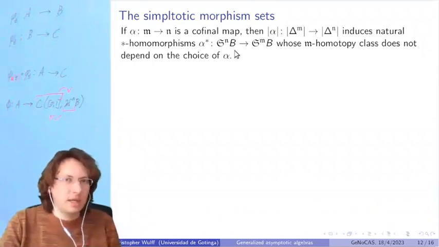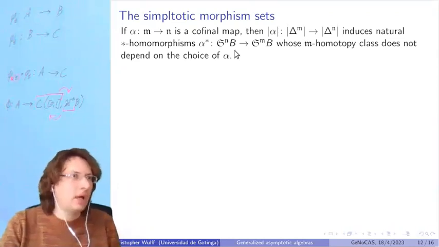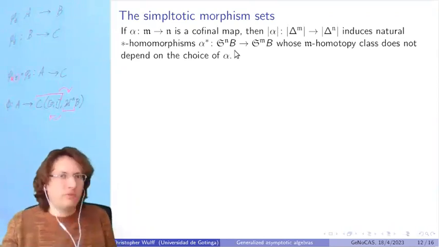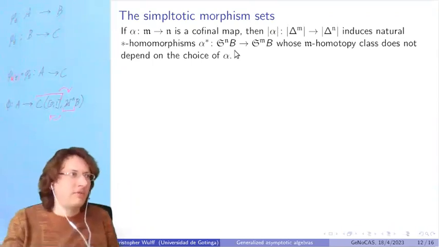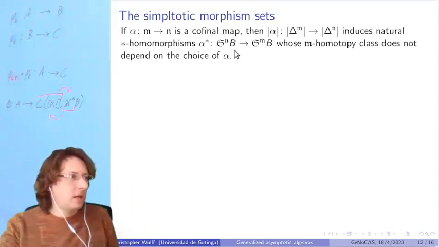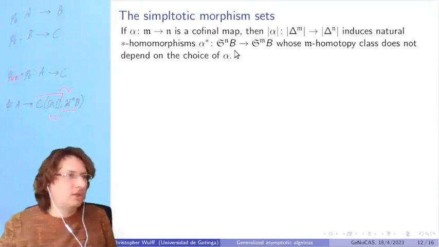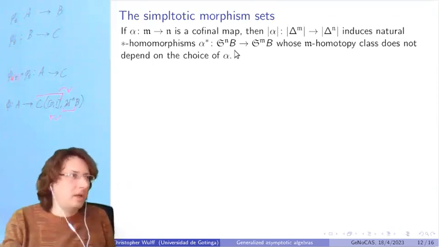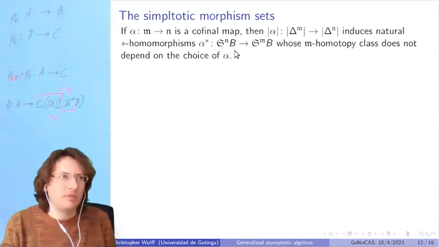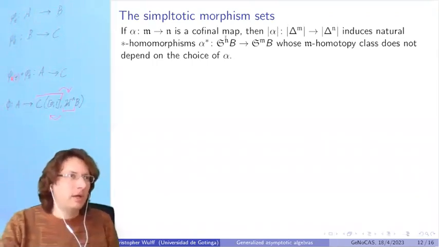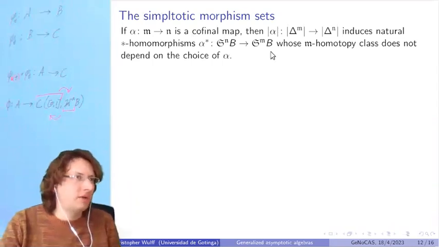That's similar to what I said before. If we want to make a function in n+1 variables out of a function in n variables, then we define the new function just as the old one, but independent of the new variable. Which variable is the new one doesn't matter; we can take any of them. It's similar here: which cofinal map we actually take is completely irrelevant for the M-homotopy class of this star homomorphism.